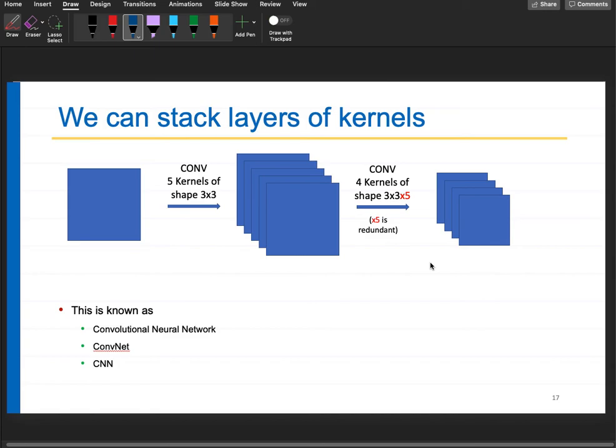The output of one hidden layer becomes the input to the next hidden layer, and the whole data trickles down through this stack of layers of neurons. Similarly, you can have layers of kernels. So let us say I have my image. This is a two-dimensional image, and I do convolution. I convolve with 5 kernels of shape 3x3.